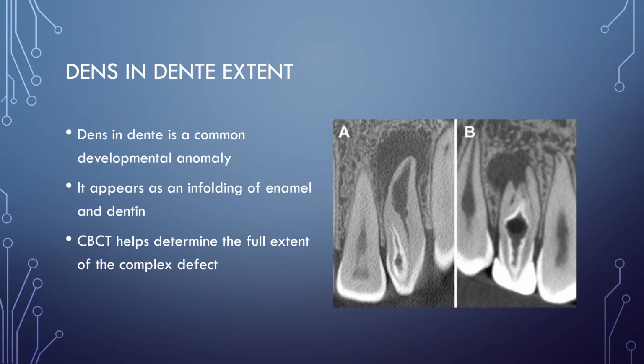A 2D radiograph can identify the mere presence of dens in dente, but interpreting a CBCT is absolutely invaluable for determining the full extent and complexity of the invagination. You must use the sagittal and coronal views to trace the entire pathway of the defect and analyze its relationship to the main pulp chamber and root canal system.